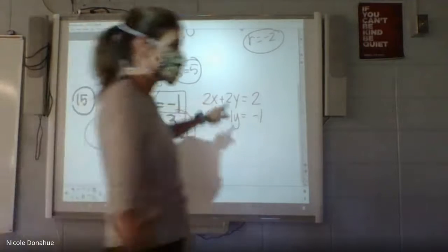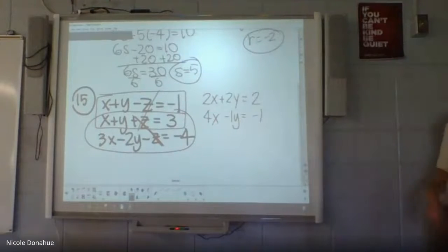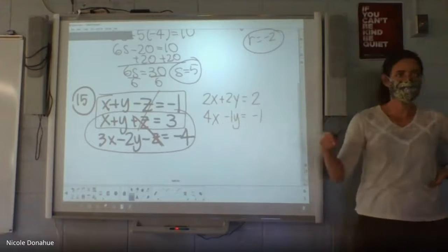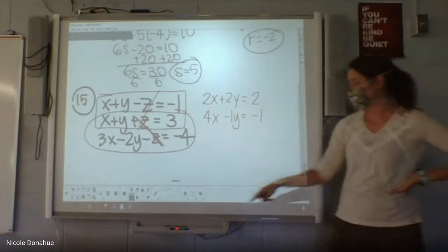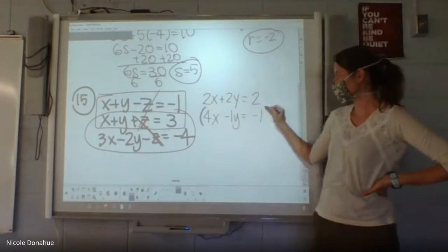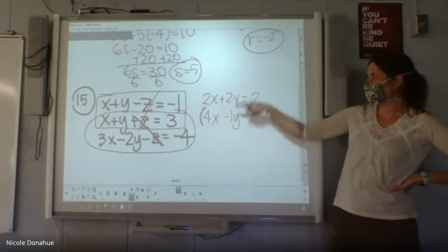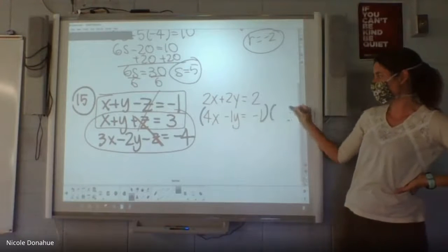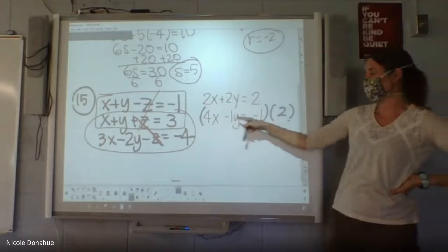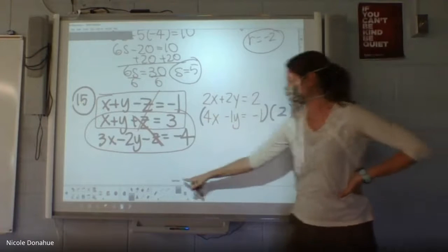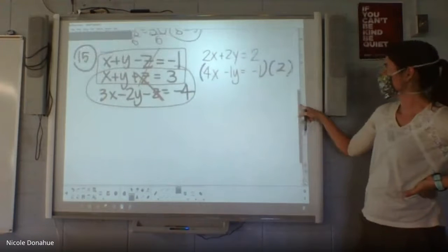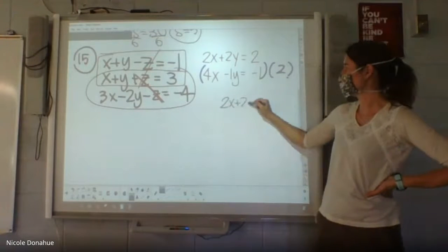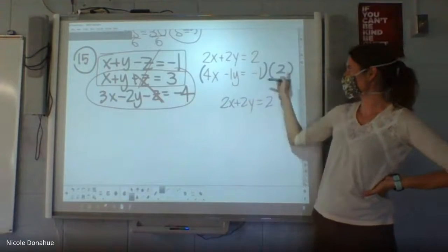Looking at these two, there's a couple of different ways we can go. Either get rid of the x's or get rid of the y's. What do you guys want to get rid of? Y. Because I want to. So this is a 2y. If I could make this a negative 2y, that would be good. So I need to multiply this by what? 2. Just 2, because it's already a negative. So the top equation is going to stay the same. The bottom equation, I'm going to multiply everything by 2.